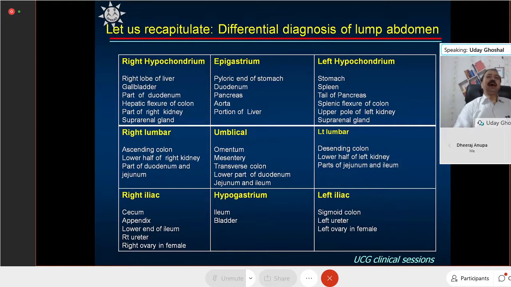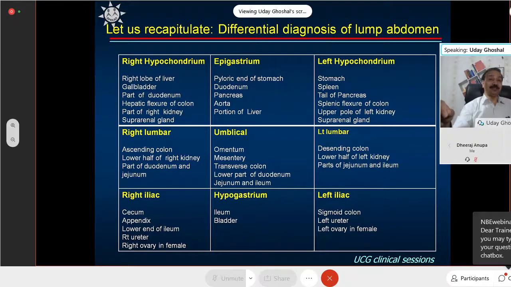Now let us recapitulate where all these lumps could be anatomically. So a right hypochondrium lump can be the right lobe of the liver, gallbladder, part of the duodenum, hepatic flexure of colon, part of the right kidney, suprarenal gland. Because sometimes people forget the suprarenal gland, sometimes people even forget the hepatic flexure.